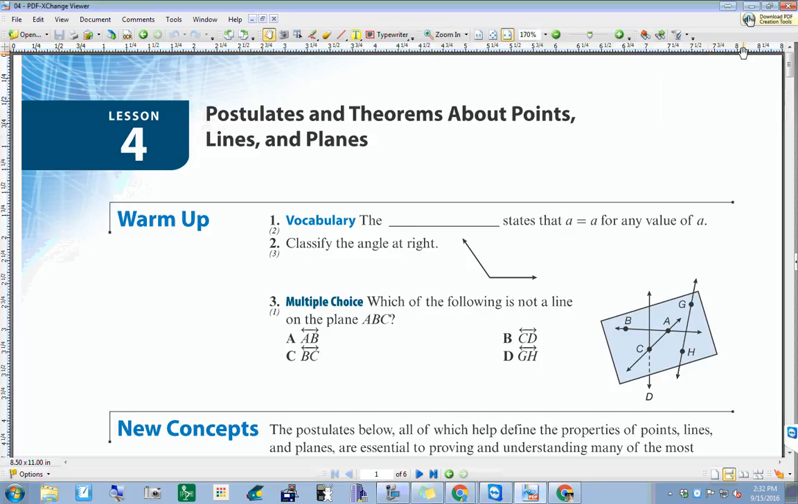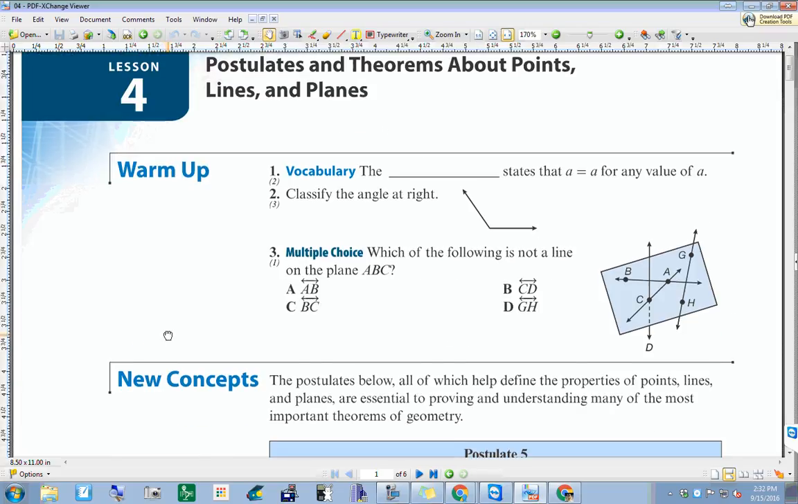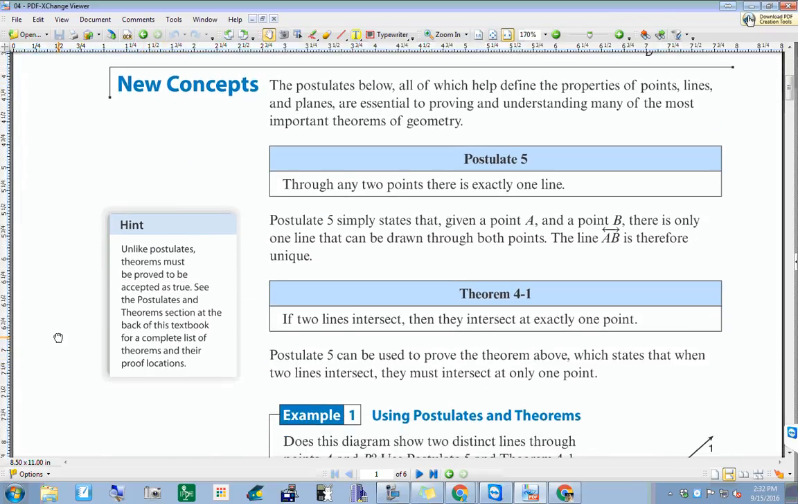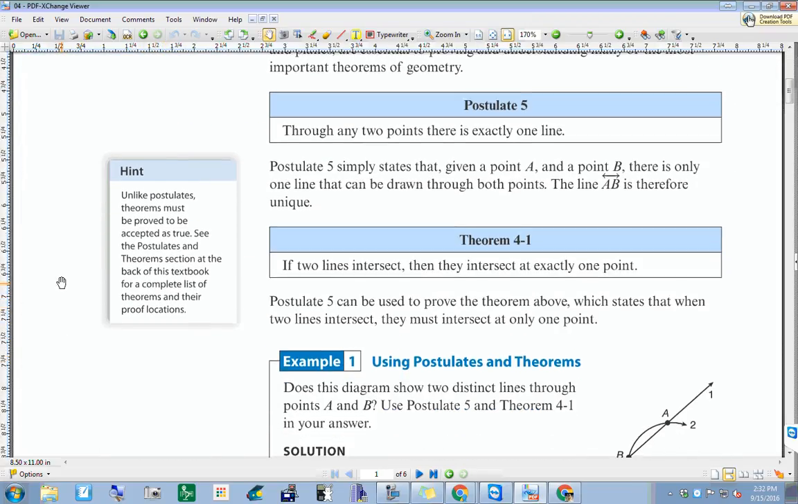All right. What we're going to take a look at here are called postulates and theorems, and we're going to learn a little bit more about points and lines and planes. Now these postulates and theorems you should put into your little book, but we're not going to take time to do that now. You can do that on your own time when you're doing your homework.